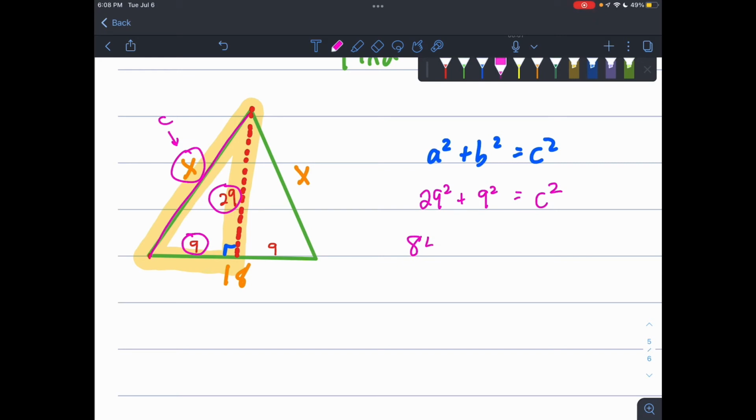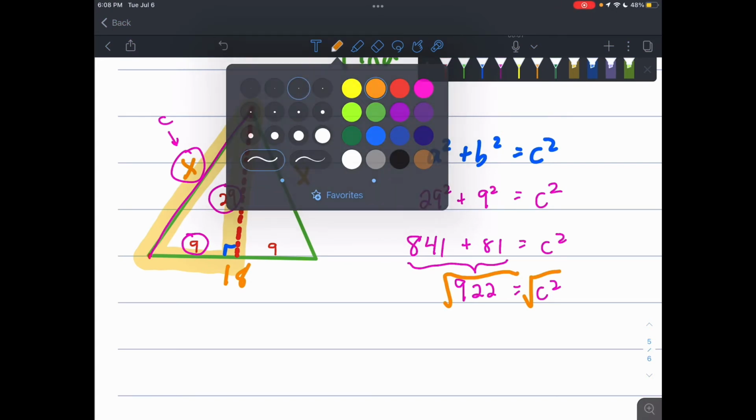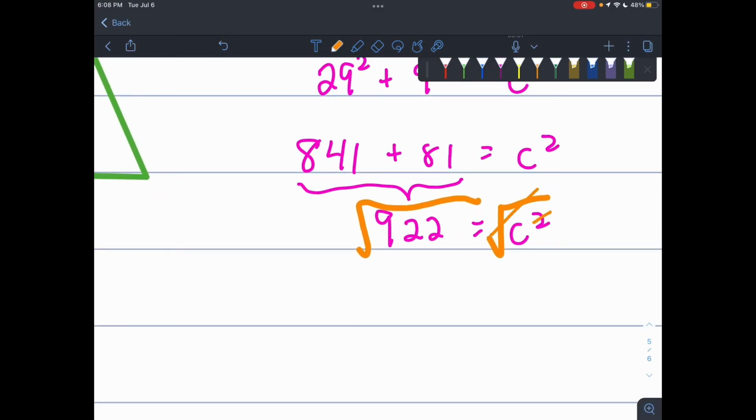Okay, so 29 squared is 841. 9 squared is 81. So add those two on the left, 841 and 81, we get 922. Ultimately, we want to know what c is, so square root. So that gets rid of the square, and we've got c equals 30.36445.